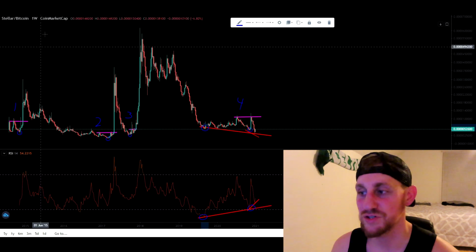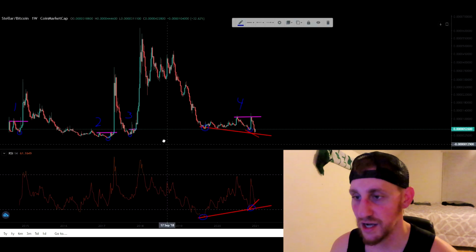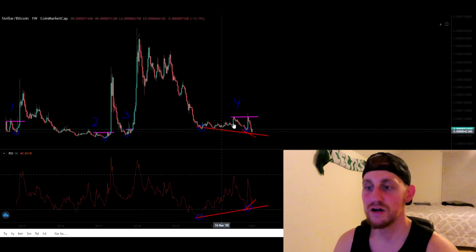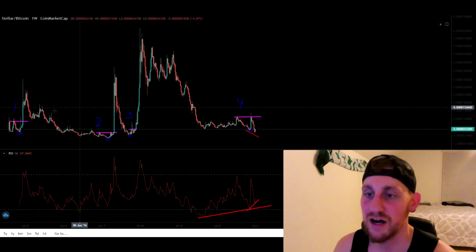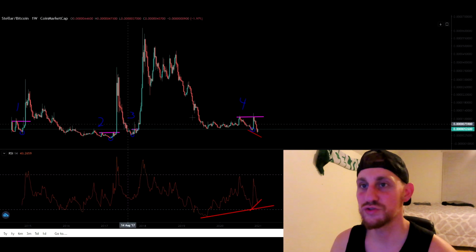The other reason I am so bullish is this fractal we've been talking about multiple times for Stellar Lumens here, guys. You guys can see we have these labeled 1, 2, 3, 4, right?